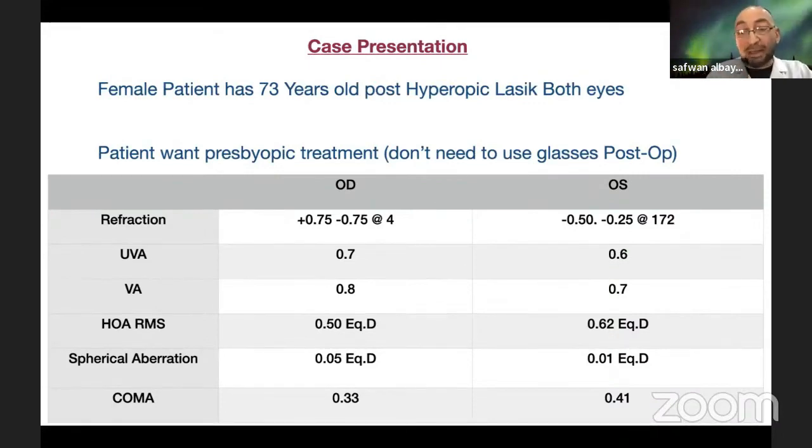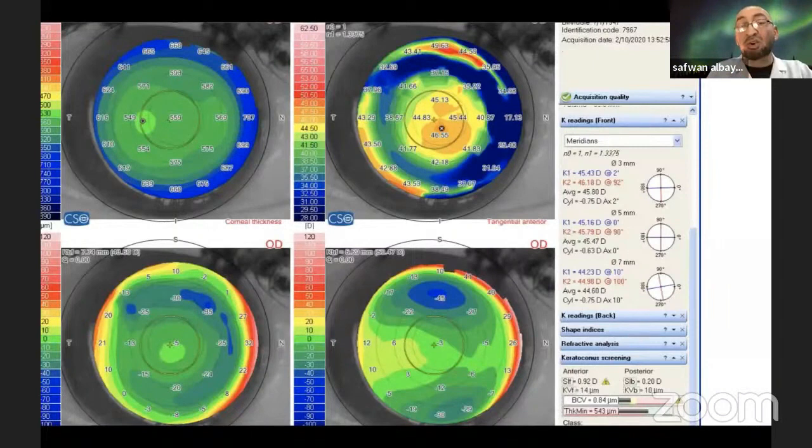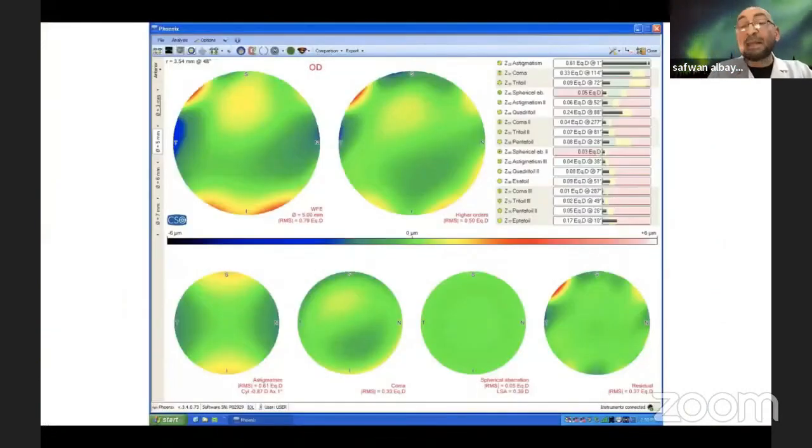So I can show you that this is the right eye, where the K reading reaches 46.5 in one site in the center, as we know that this is the profile of hyperopic treatment. And in the higher order aberrations for the same eye, the total was 0.5, and 100% we are concerned about it when we are using any form of trifocality, even if hybrid. Here the coma is still 0.3, and spherical aberration is 0.05.